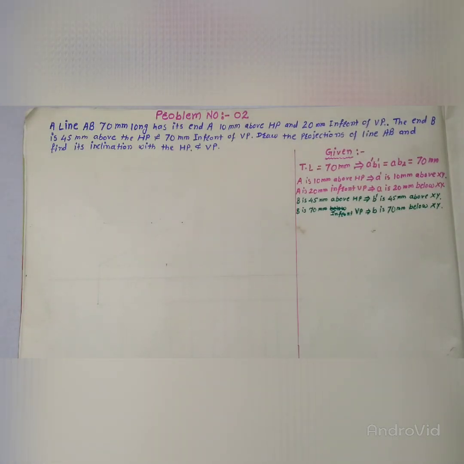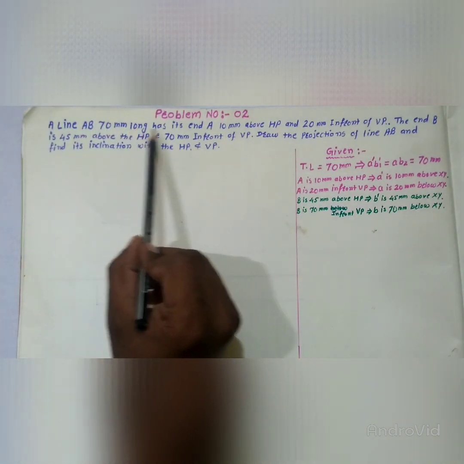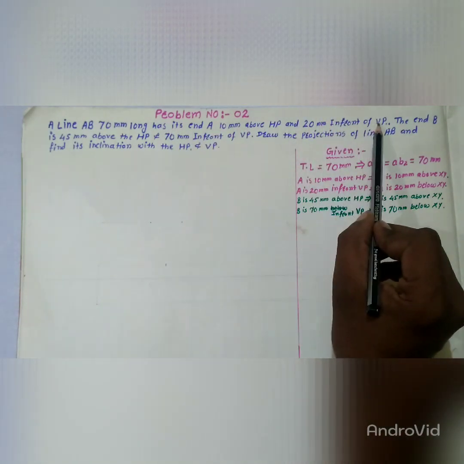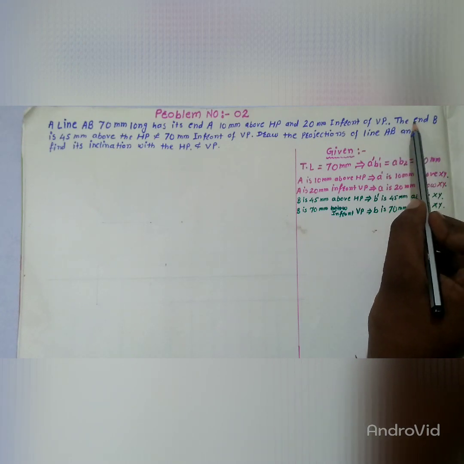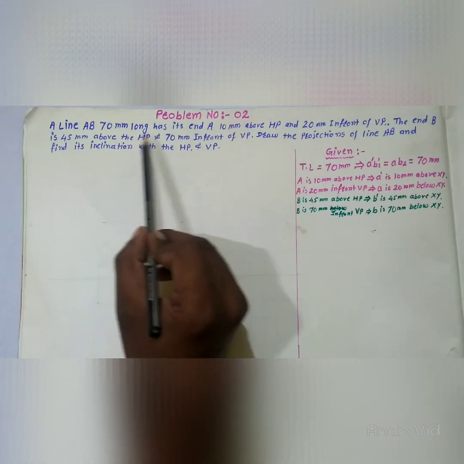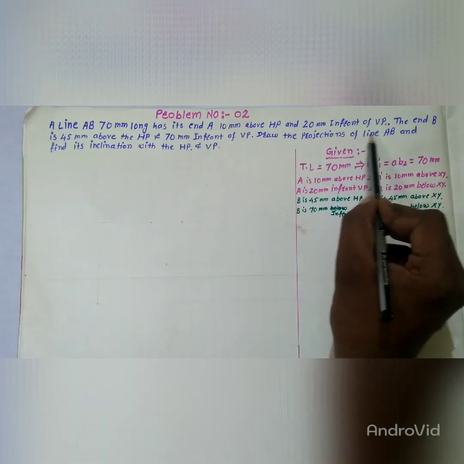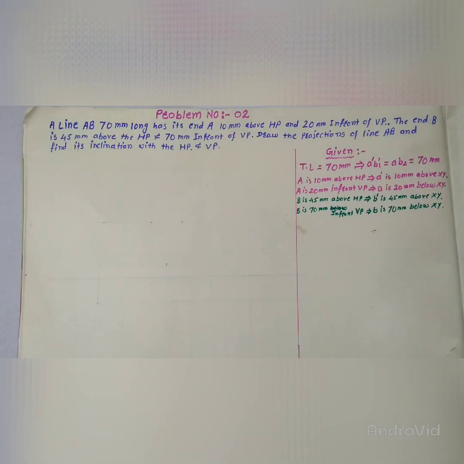Students, here we are discussing problem number 2 of projection of a line. The question is, a line AB 70 mm long has its end A 10 mm above the HP and 20 mm in front of the VP. Also, the end point B is 45 mm above the HP and 70 mm in front of VP. Draw the projection of line AB and find its inclination with HP and VP. So this is the problem.